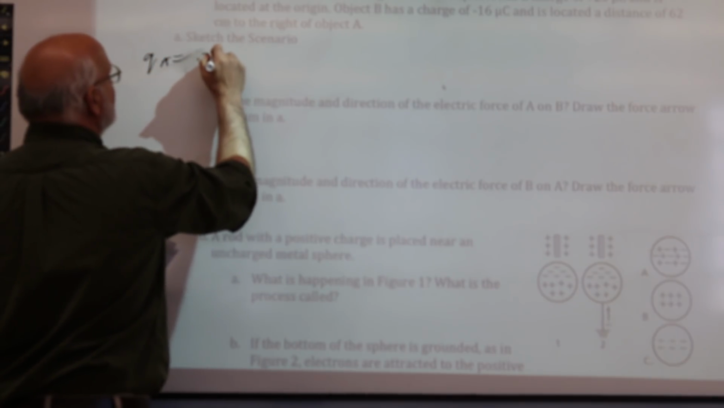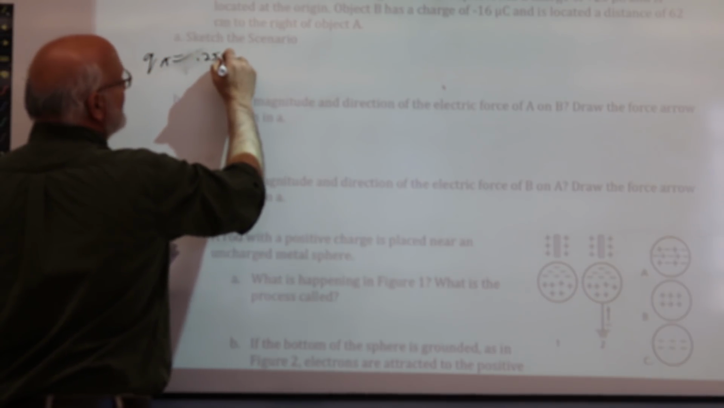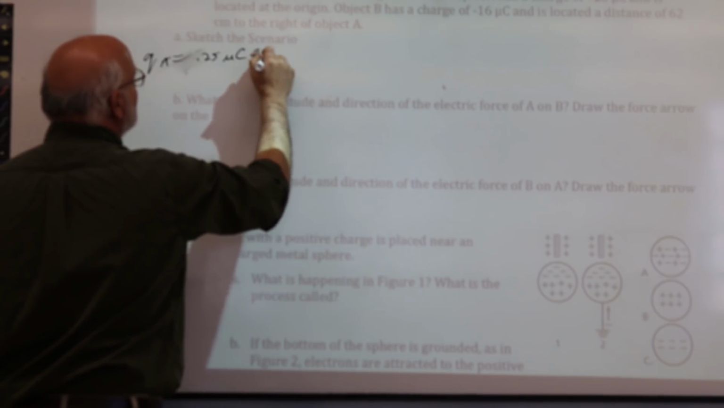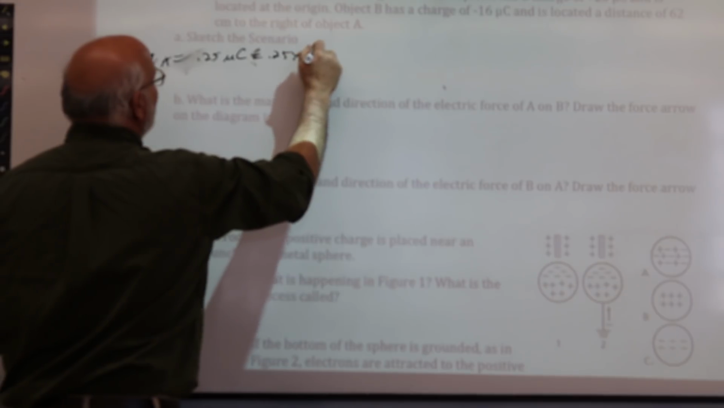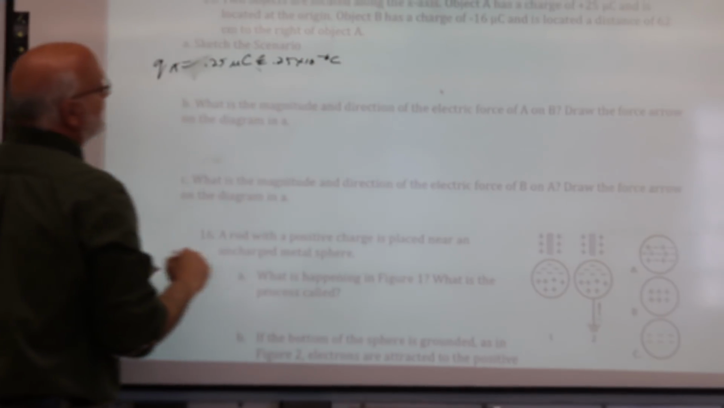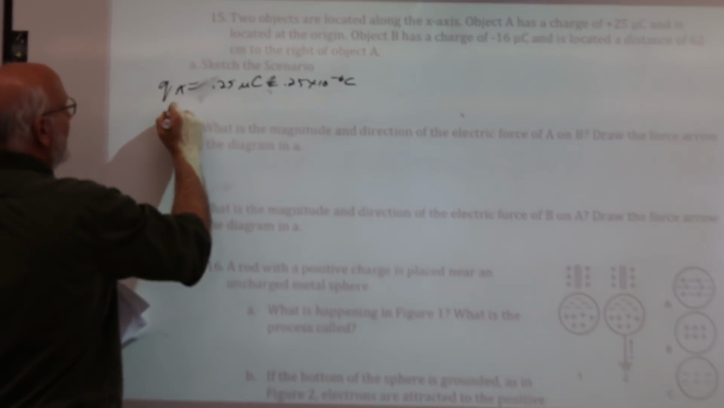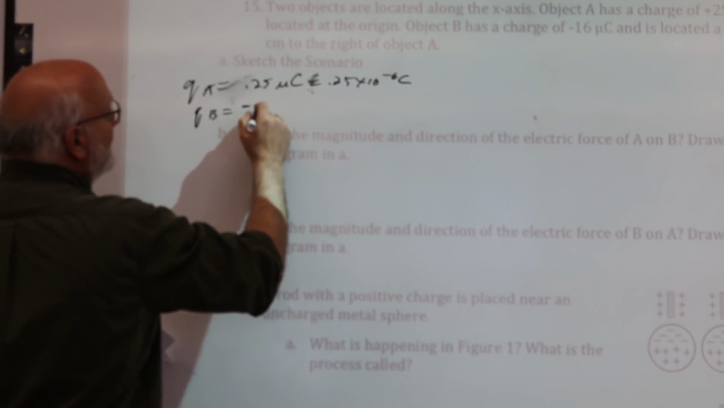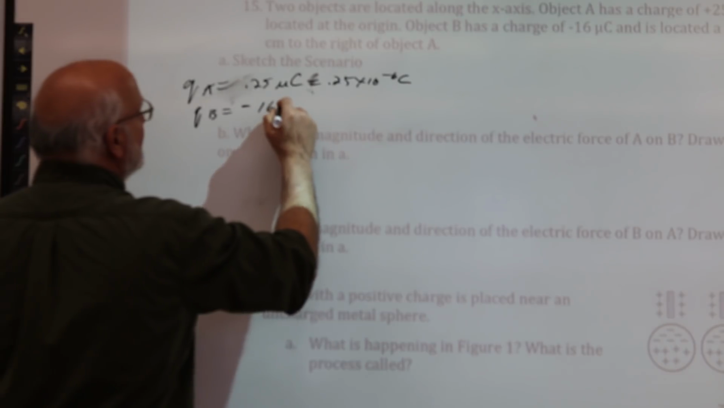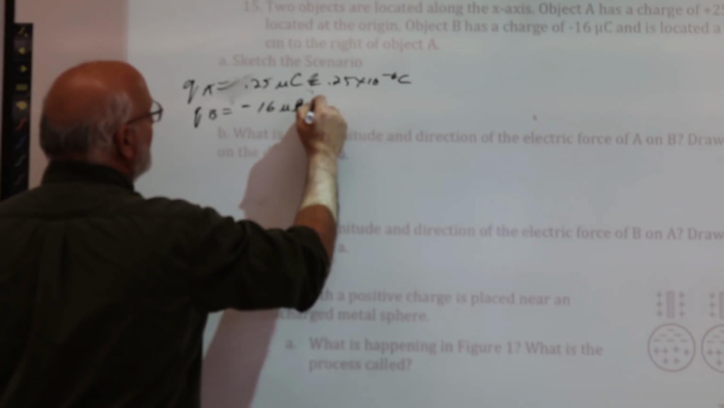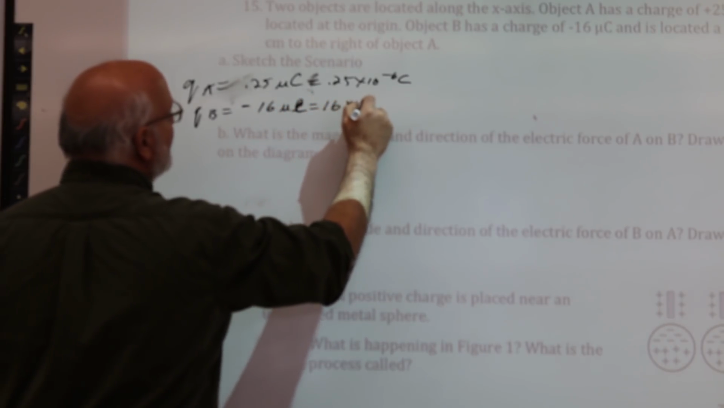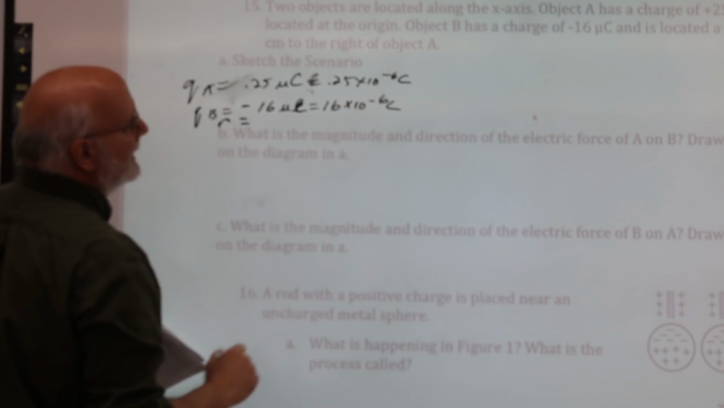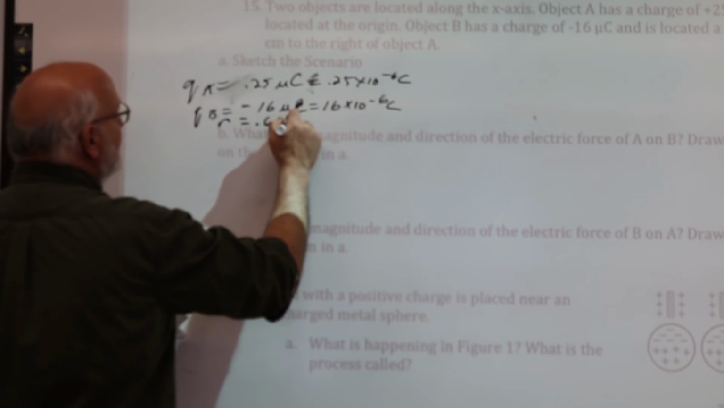QA, positive, 0.25. It's a microcoulomb. Remember, don't get freaked out by that. That's going to mean that it's equal to 0.25, 10 to the negative 6 coulombs. Located at the origin. Then we got B, I'm just putting the data out now, negative 16 microcoulombs, which is 16 times 10 to the negative 6 coulombs. And the distance is 0.62 meters.